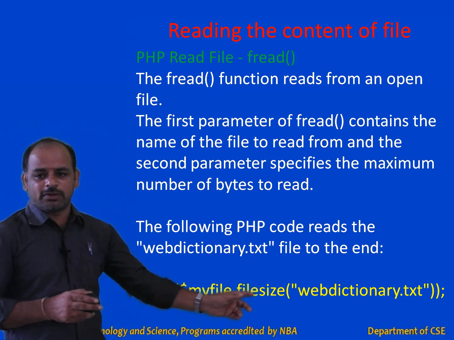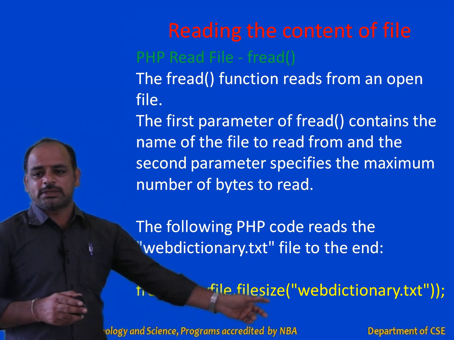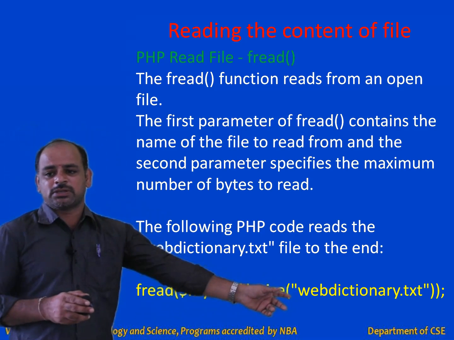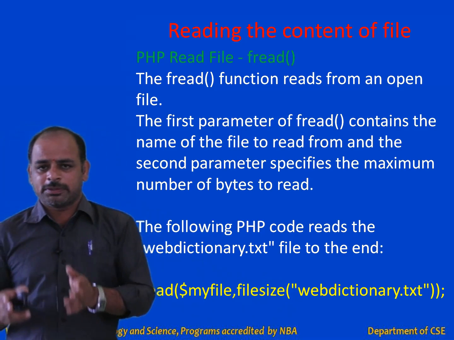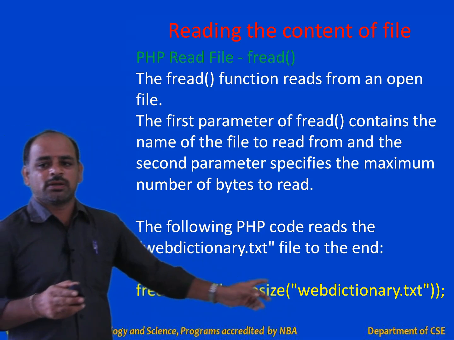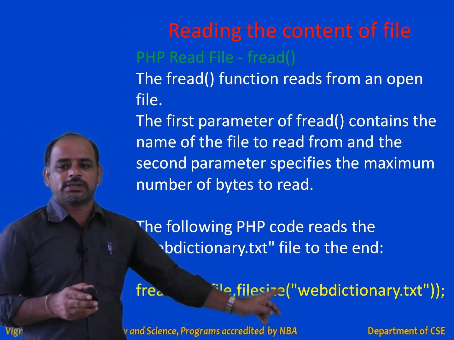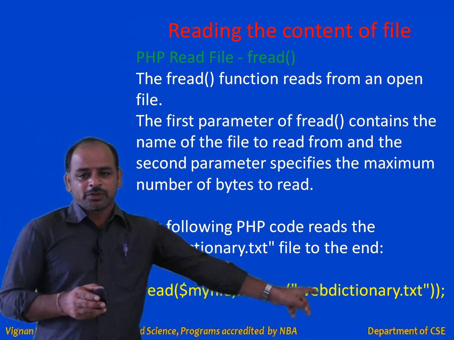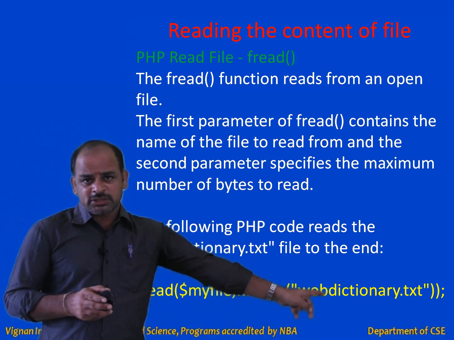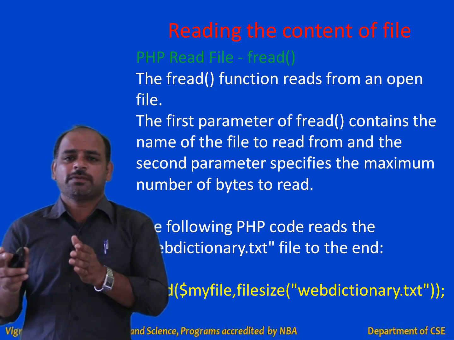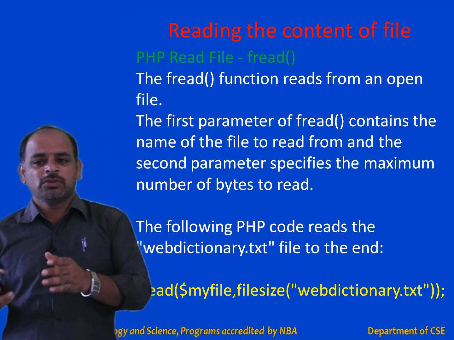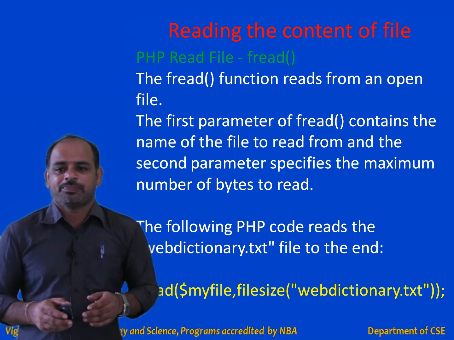And here, for example, I have given filesize of webdictionary.txt. Webdictionary.txt is a text file. I want to read all bytes of that particular file, so I'm using the predefined function filesize. I'm calculating the size of that webdictionary.txt file. Since all bytes of that file are to be read, you have to give this second parameter.